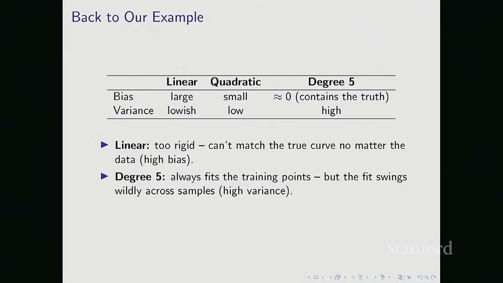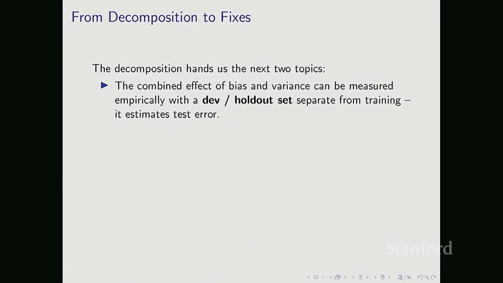So we've gone over these pieces before. All right. So decomposition hands us the next two topics that we're going to look at. The combined effect of bias and variance, this was an earlier wonderful point, can be measured empirically with a dev or a holdout set. What is a dev or a holdout set?